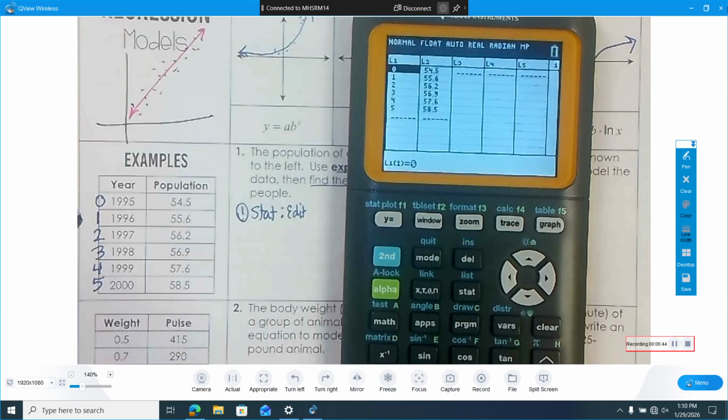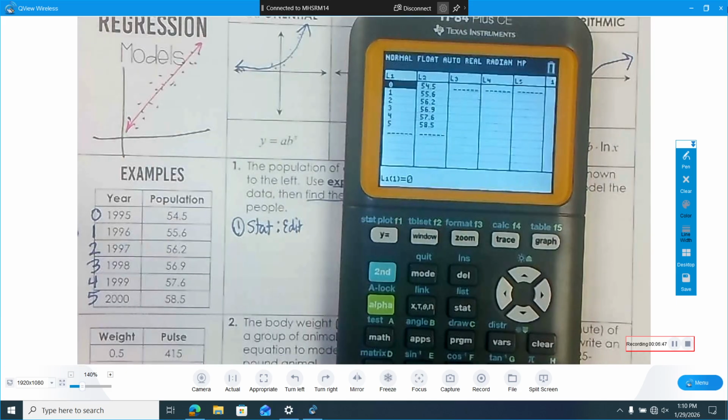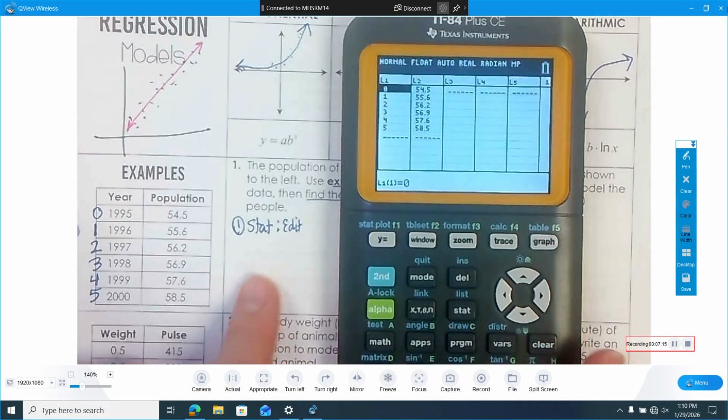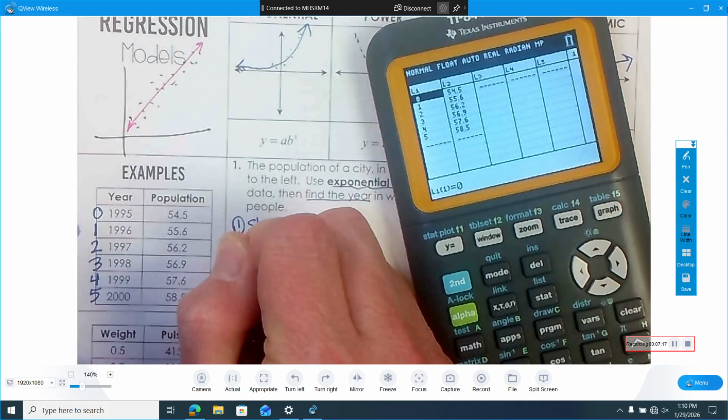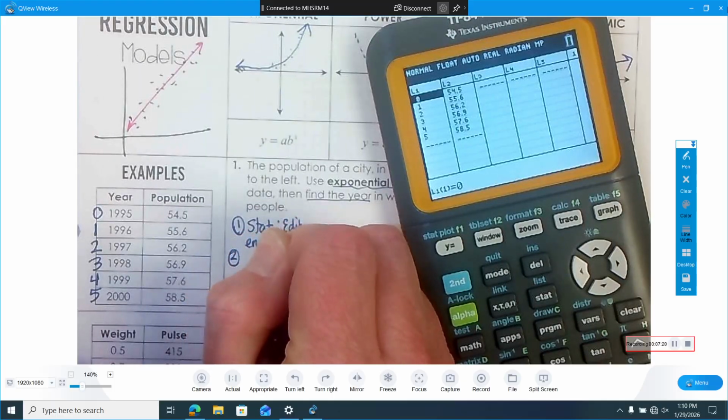All right, I'll give you a second to get the data in. Now, if your data doesn't match, you're going to have an issue. All right. Are you good? Okay, now that the calculator has the data, we are going to go back to the Stat menu. That was Enter Data.